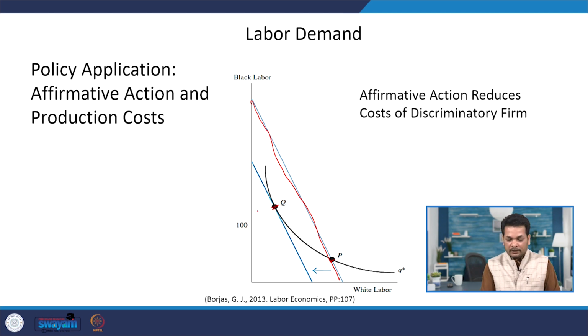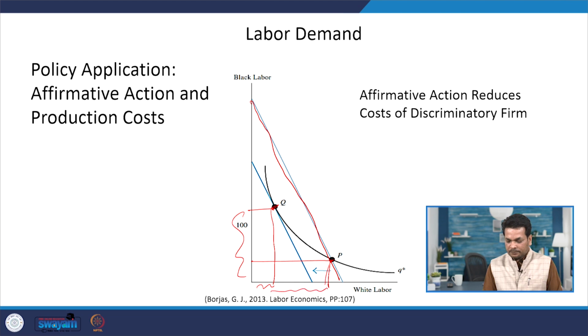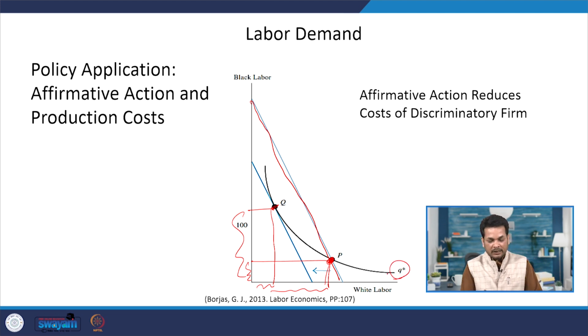So, rather than operating at this point Q, where the farm should have hired this much of black workers and this much of white workers, the farm is discriminatory. The farm discriminates against the black workers. So, the farm is going with the prejudice that it should hire this much of white workers and this much of black workers, so that it will operate at point P. The output is fixed.